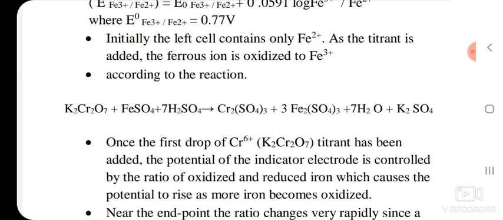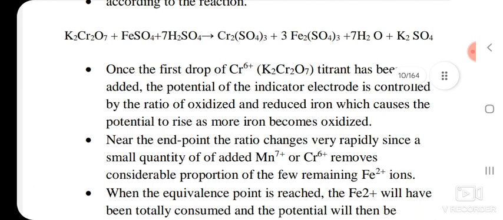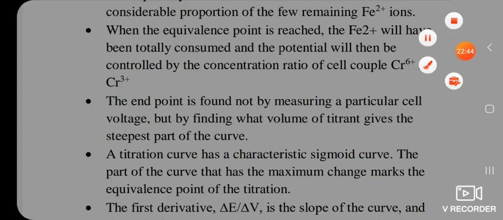electrode is controlled by the ratio of oxidized and reduced iron, which causes the potential to rise as more iron becomes oxidized. Near the endpoint, the ratio changes very rapidly since a small quantity of added Mn7+ or Cr6+ removes a considerable proportion of the few remaining Fe2+ ions.